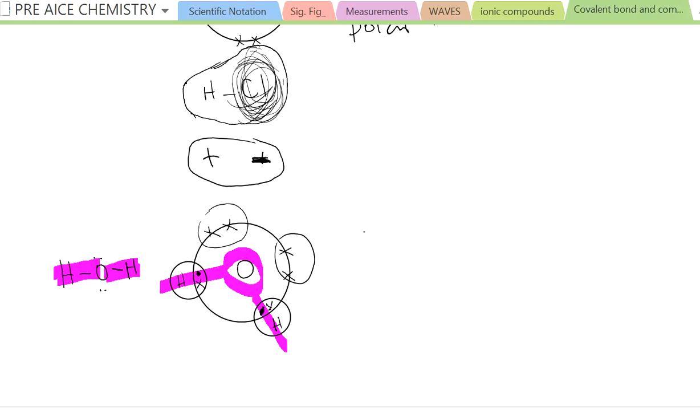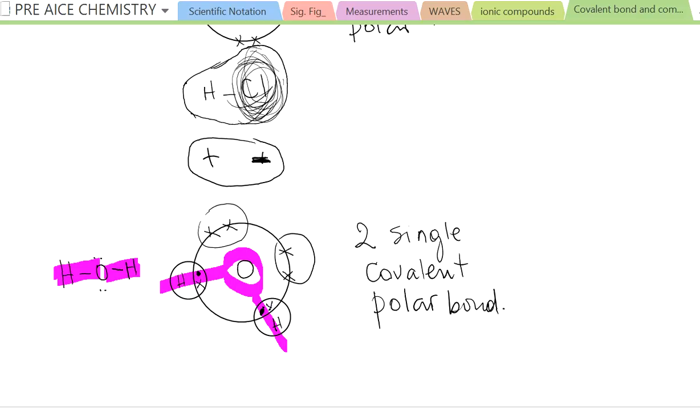So we are going to have two single covalent polar bonds. So you can see that not only the bonds are important, but also the shape of the molecule is going to affect the polarity of the molecule.